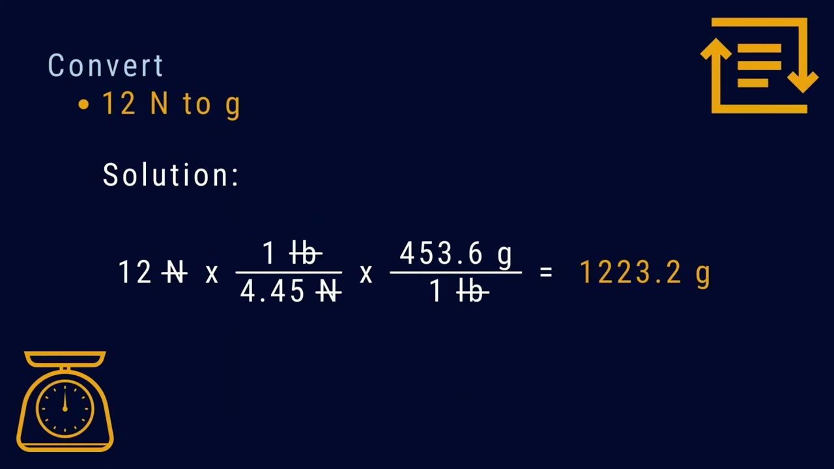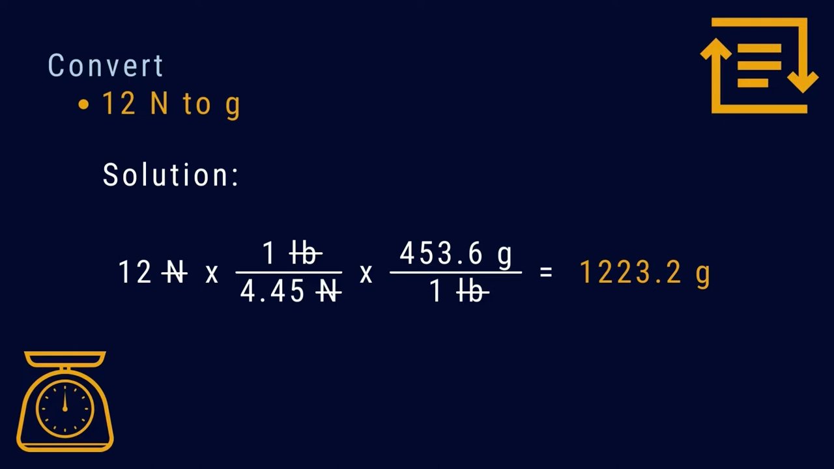The first step that we need to do is to find units that match the unit that we are looking for. In this example, we will use newton to pounds and then to grams. In conversion, we should always base on our conversion factors. To cancel the unit of newton, we will multiply 12 newton by 1 pound over 4.45 newton. And to cancel the unit of pound, we will multiply it again by 453.6 grams over 1 pound.